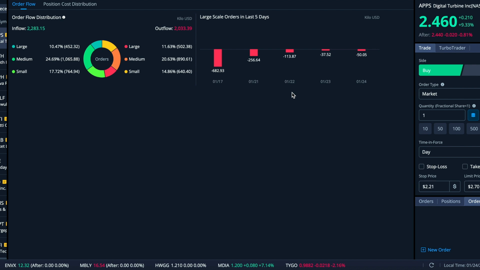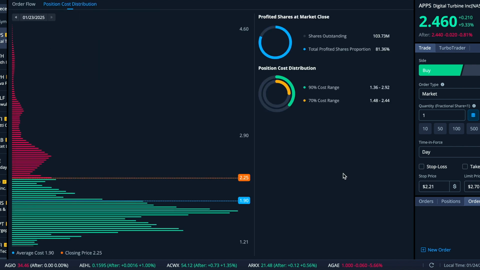So, bad news or other news. A lot of large scale orders just coming out over the last 5 days. For whatever reason, that's happening while we're still seeing the price rise. So we'll see if that has much or any bearing.